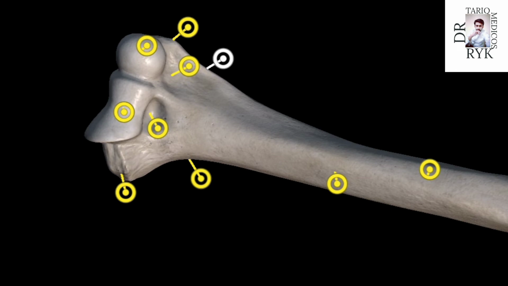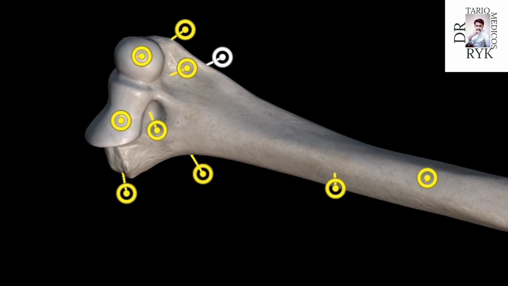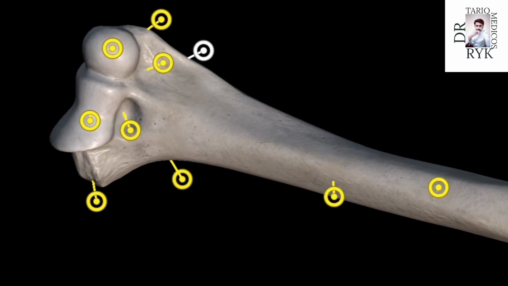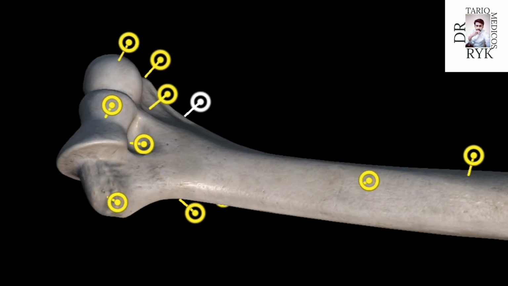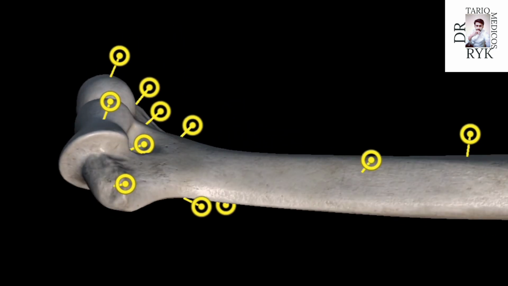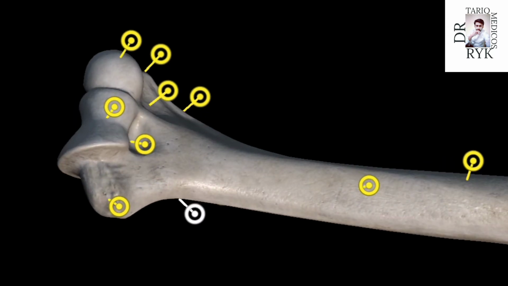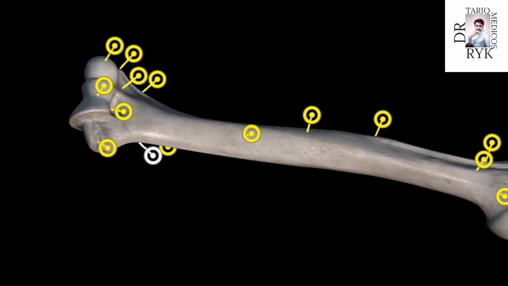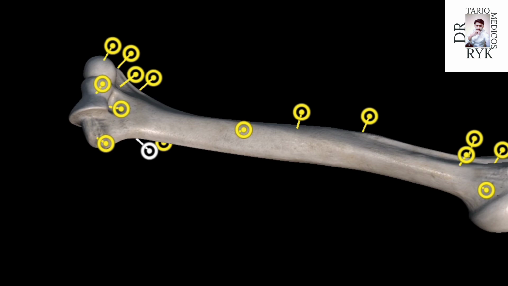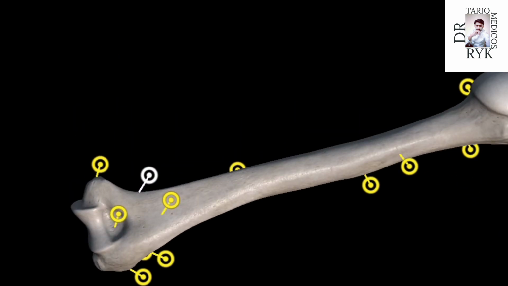And here is the lateral supracondylar ridge. And here is the medial supracondylar ridge. This is the anterior of the humerus. If we see the posterior view of the humerus, we will note this is the posterior view of the humerus.